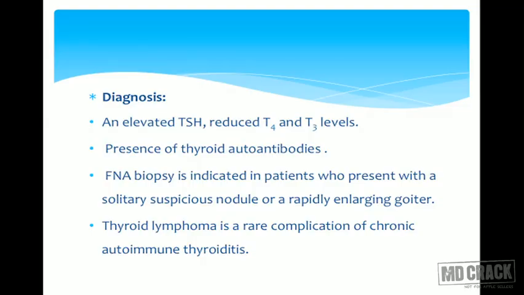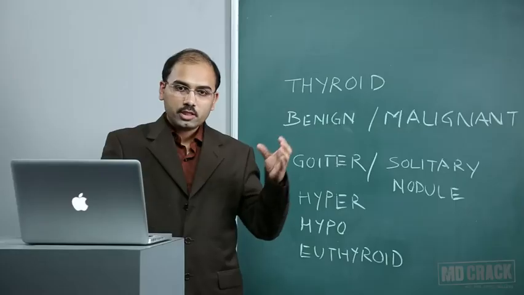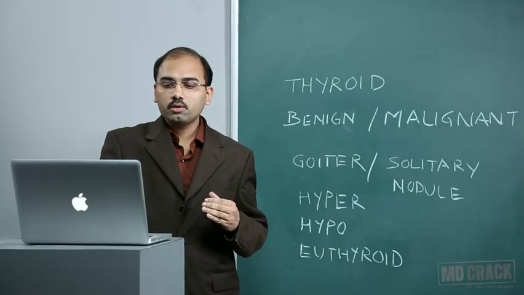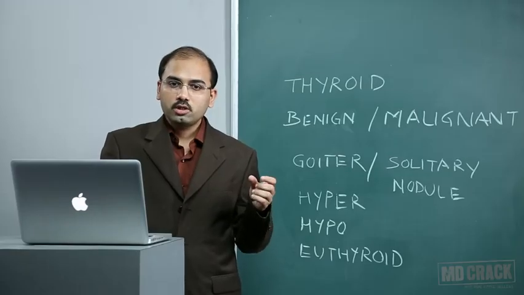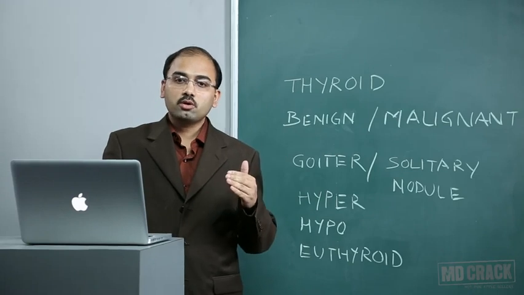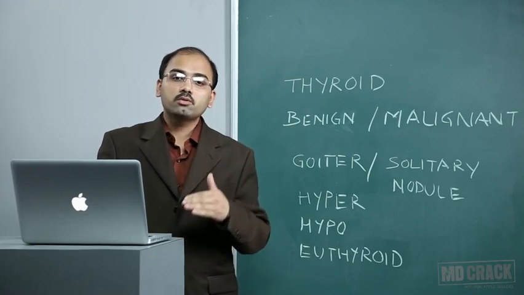FNA biopsy is indicated in patients who present with a solitary suspicious nodule or rapidly enlarging goiter. So we will see afterwards management protocols of solitary thyroid nodule. Thyroid lymphoma is a rare complication of chronic autoimmune thyroiditis. So it is lymphocytic thyroiditis, or it may be converting into lymphoma.